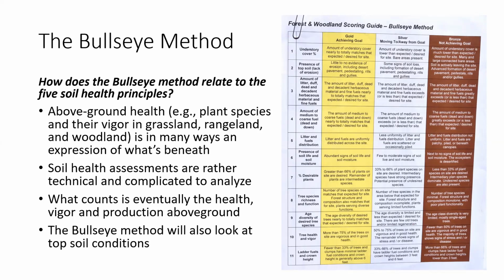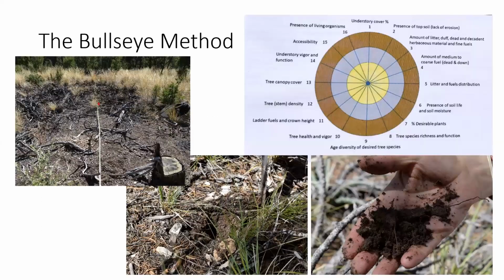So the full list of indicators is here along these spokes. You look at understory cover, the presence of topsoil, meaning the lack of erosion, the amount of litter, duff, dead and decadent herbaceous material and fine fuels, the amount of medium to coarse fuels, litter and fuels distribution, presence of soil life and soil moisture by digging into the soil a little bit and seeing how much moisture you have and how much life forms you can actually see. That by itself is already a pretty good qualitative indication of how much organic matter and biological activity you have in the soil.